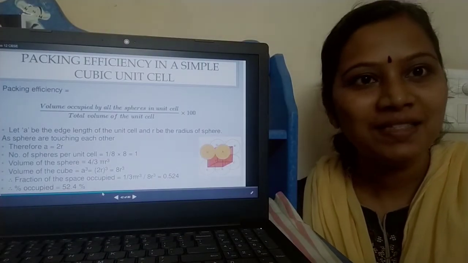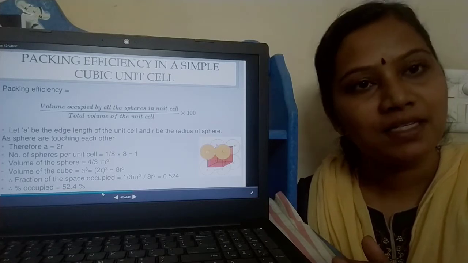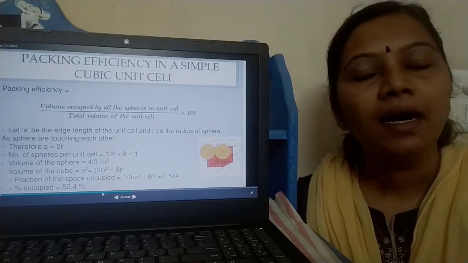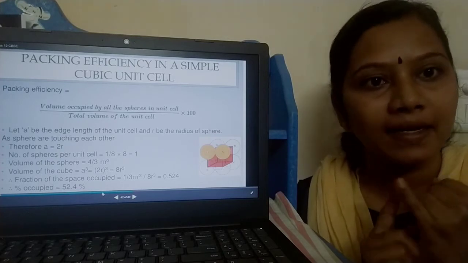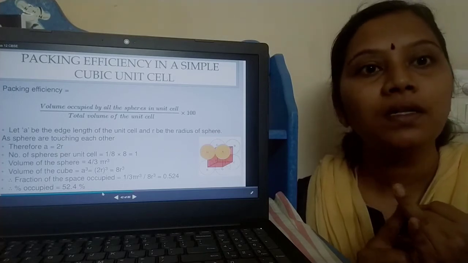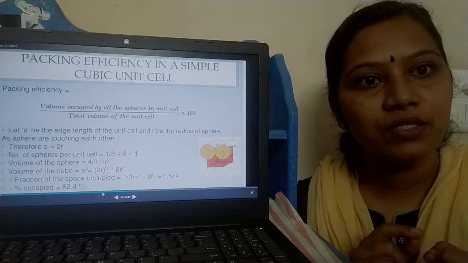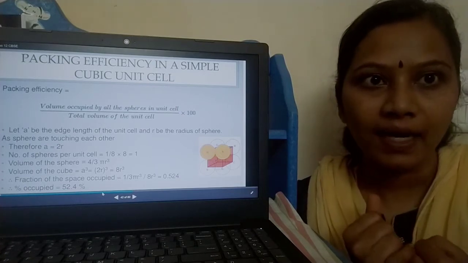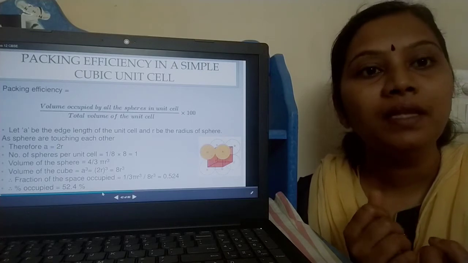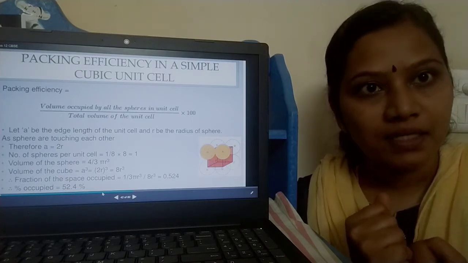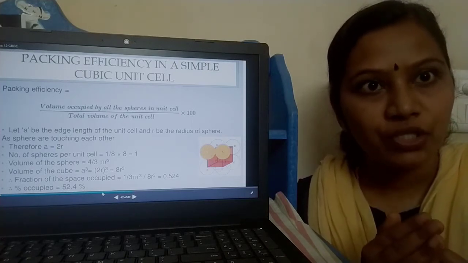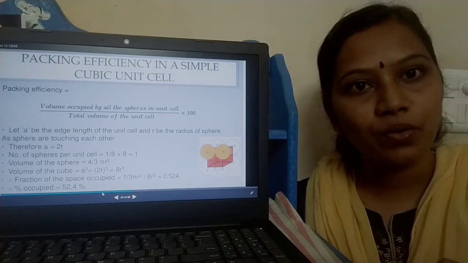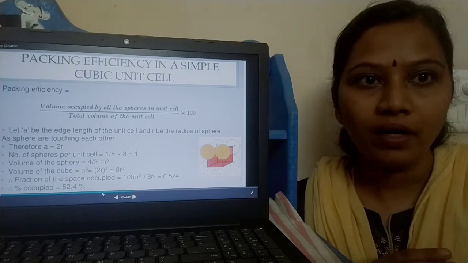Good morning students. We are back to chapter 1, that is solid state. Let me sum up what we have seen till date. Under solid state we have seen the characteristics of solids, and the types of solids, that is crystalline solid and amorphous solid. Then we saw the difference between crystalline and amorphous solids. Under crystalline solids we saw the sub-classification as molecular solids, metallic solids, ionic solids, and covalent or network solids.